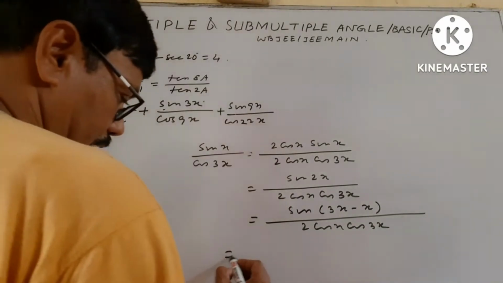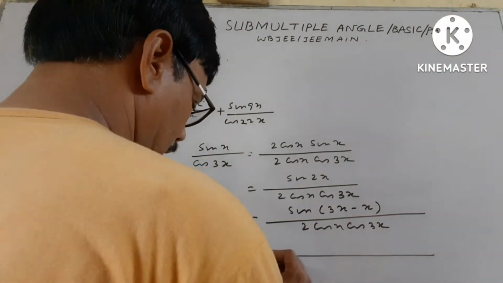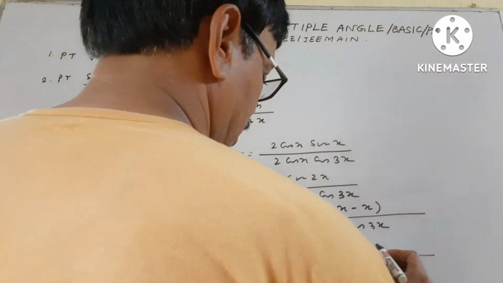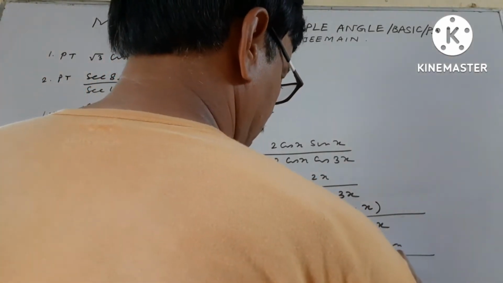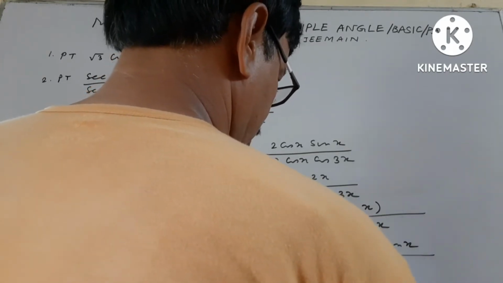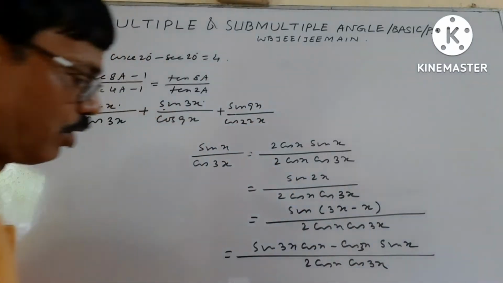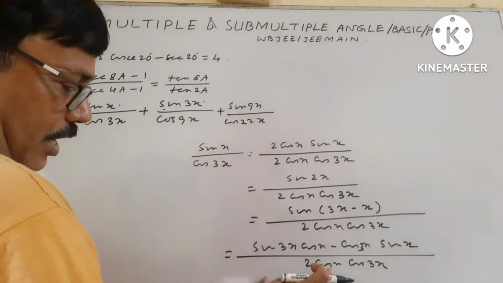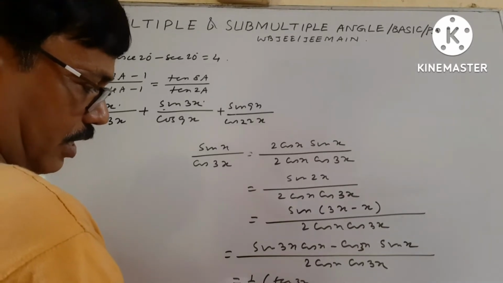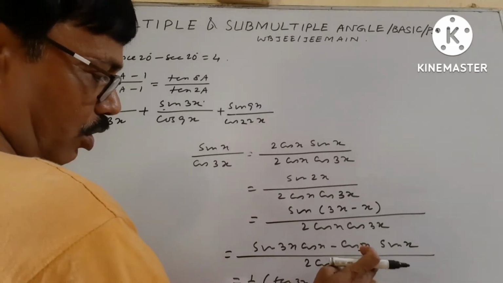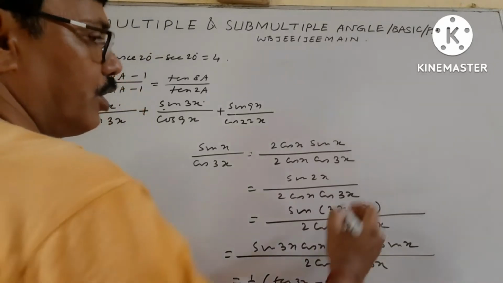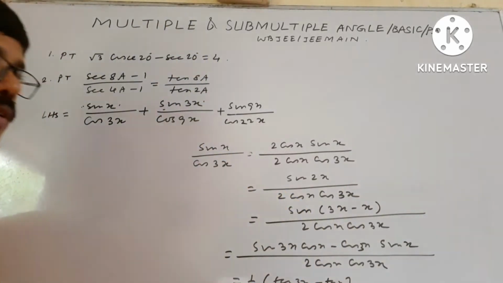Now this is sin a cos b minus cos a sin b, cos 3x into sin x, over 2 cos x cos 3x. So if you divide, you look, this cancels. So the half is unchanged, tan 3x, and in this case cos 3x is cancelled, tan x. So this step is to be noted.